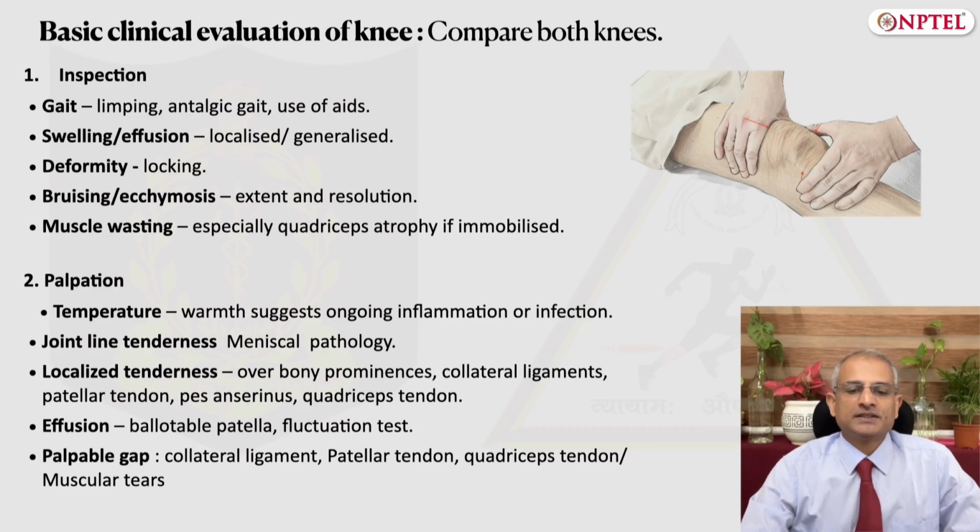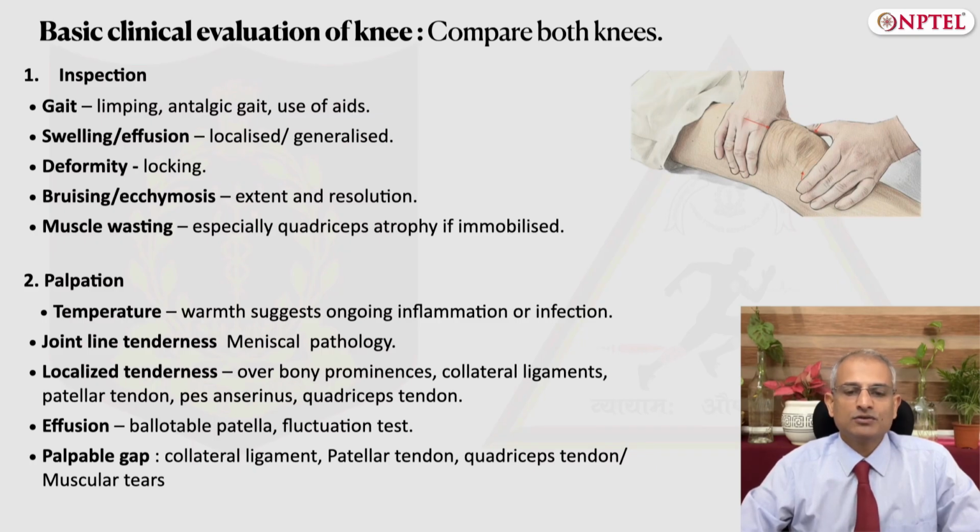After a thorough inspection comes the role of palpation. The first thing that needs to be checked in palpation is the local temperature. Warmth around the knee when compared to the other knee generally suggests inflammation or infection. There could be tenderness around the knee. The common sites where you need to check for tenderness are the joint line. Joint line tenderness, generally medial or lateral, may indicate a meniscal pathology.